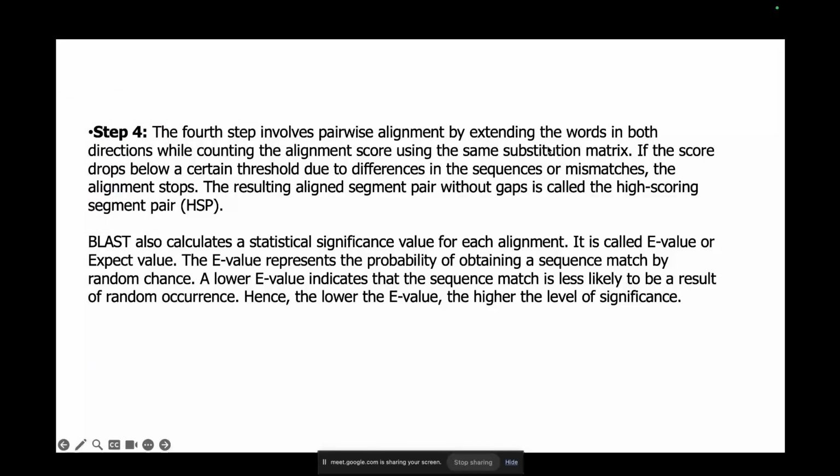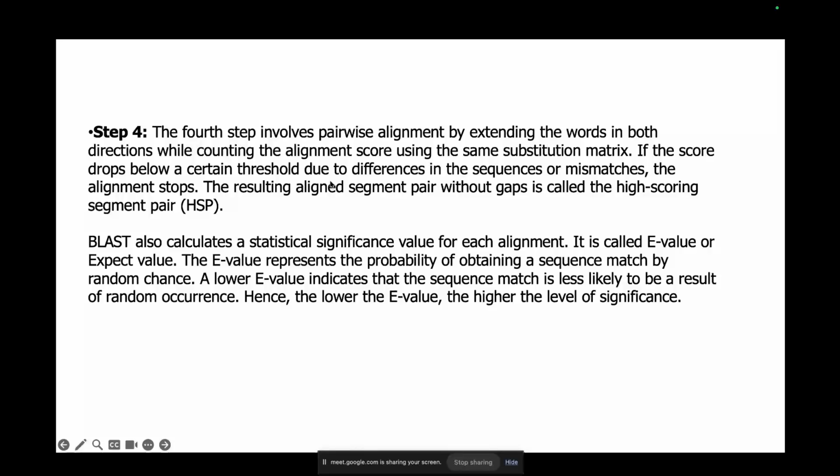So this is how it is done, and in the final step, it will do the pairwise alignment by extending the words in both directions. So if you have a k-mer that starts from 1, and there is a match there, you take the k-mer that starts from 2 and try to match it there as well. If that matches, you take k-mer 3, k-mer 4, and so on and so forth, right?